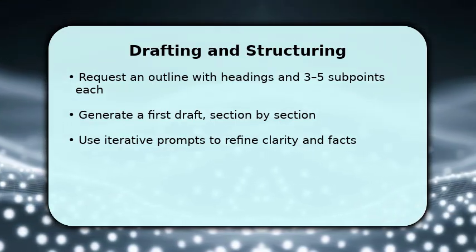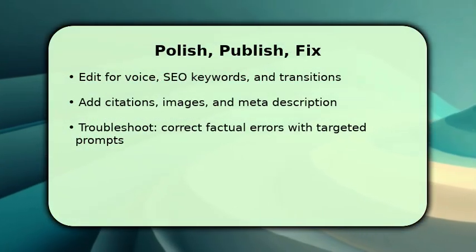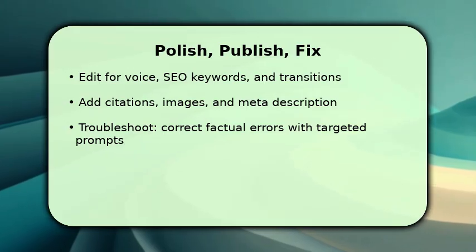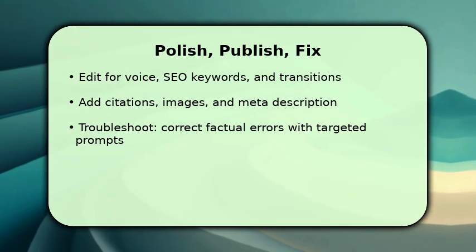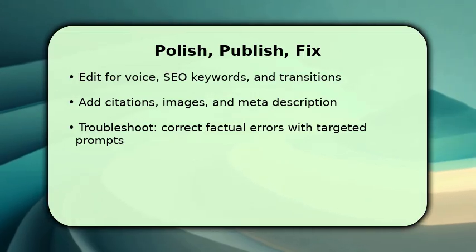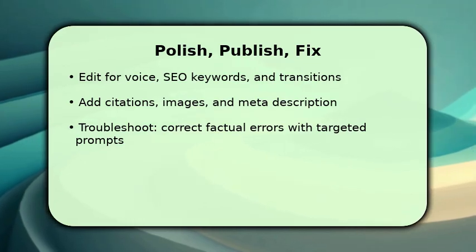You finish by polishing and preparing for publication. First, run a pass for consistent voice, SEO keywords, and smooth transitions. Ask the AI to rewrite sentences for clarity and to produce a meta description and suggested images. Once satisfied, add citations and format for your platform.